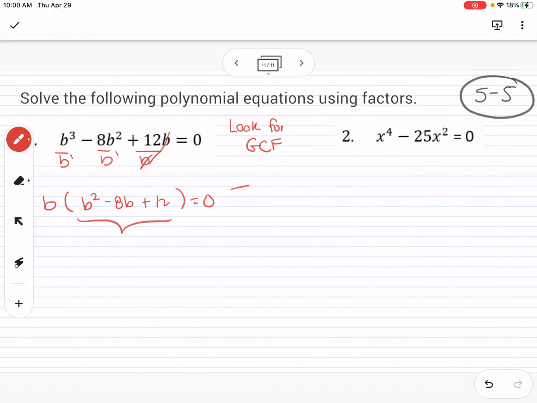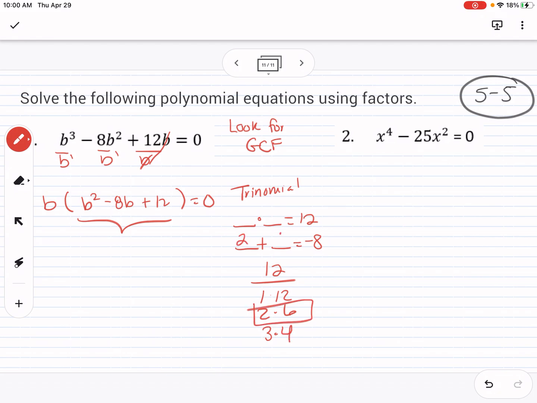Inside, I have a trinomial. So I can factor using the blank method. For 12, you can do 1 and 12, 2 and 6, or 3 and 4. To get 8, you would want to add 2 and 6. But since it's negative 8, both of them have to be negative.